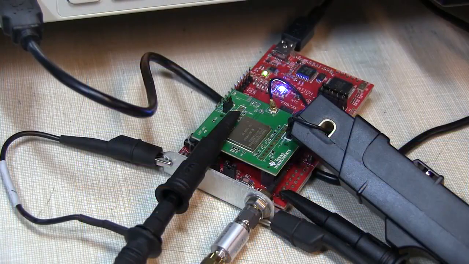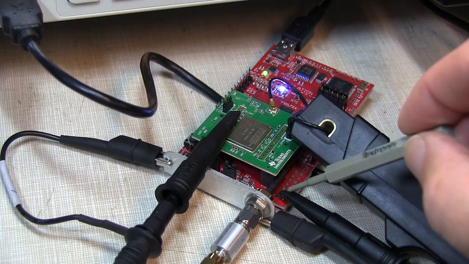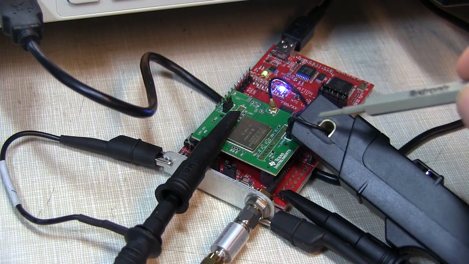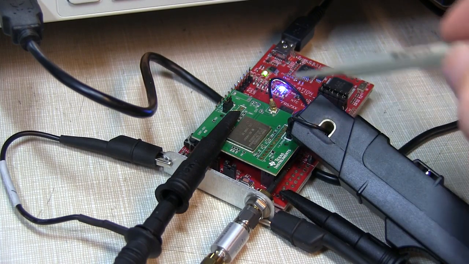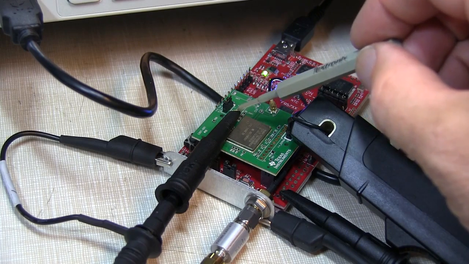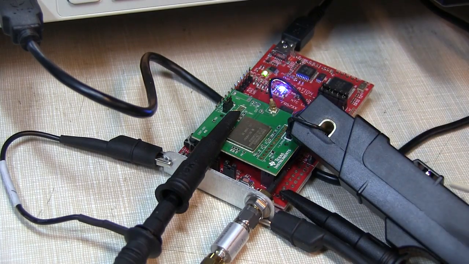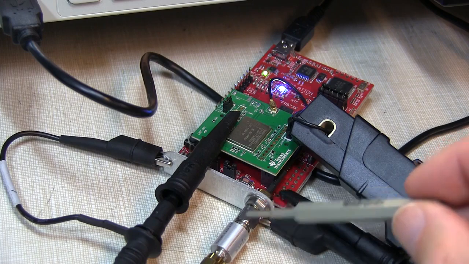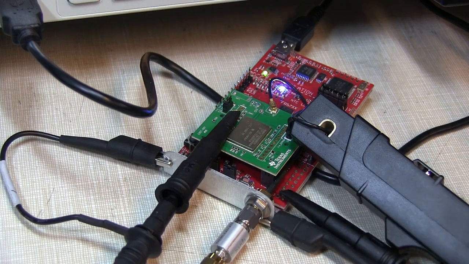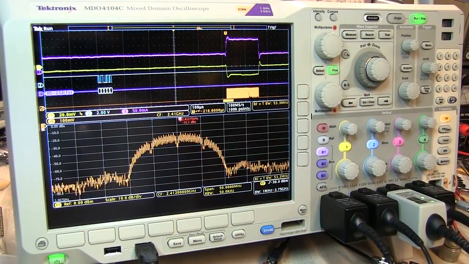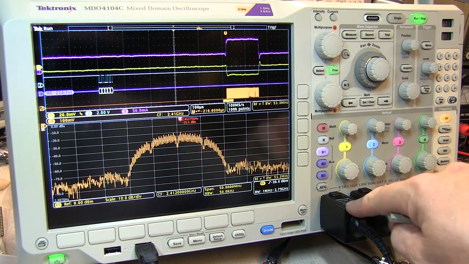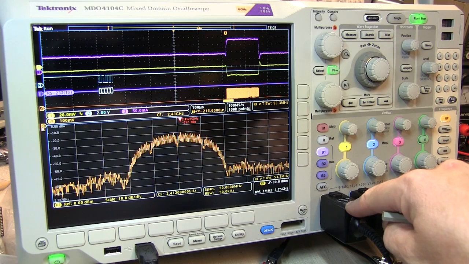In our case, we're looking at four different signals: the power supply voltage to the module and the current through that power supply. We're sniffing an RS-232 bus between the module and the host microcontroller, and of course we're looking at the RF output at 2.4 GHz. Our wireless LAN module is in a test mode where it's transmitting about one burst per second. We're using channel 1 to monitor the power supply voltage.